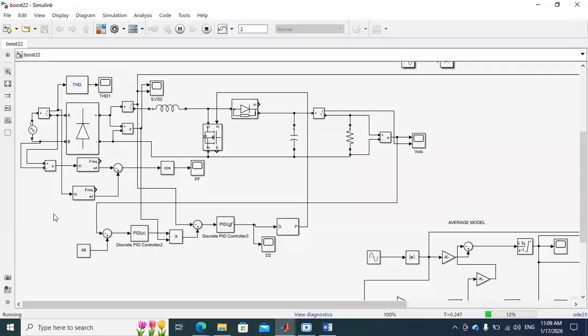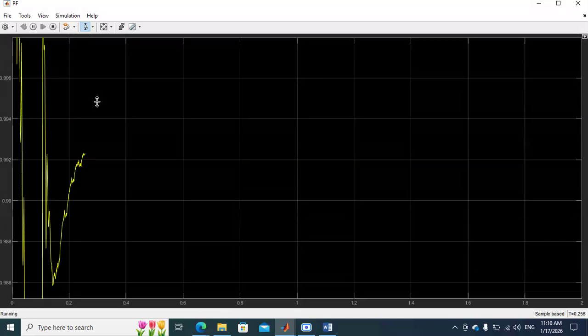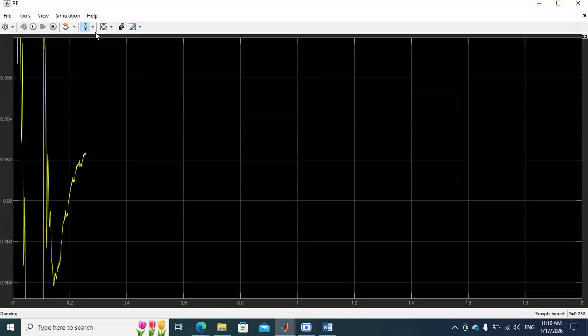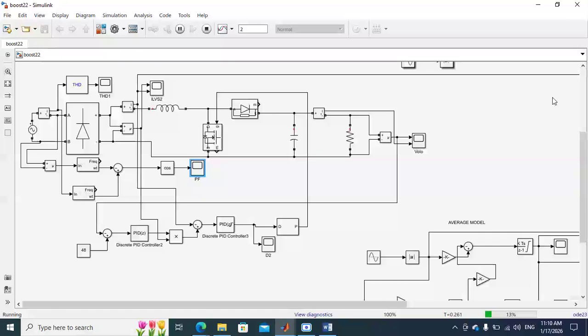And this is the power factor. As we are using the AC source, we are checking the power factor. The power factor is around 0.99. So it is nearly unity power factor, 0.992. That is the power factor we have obtained.